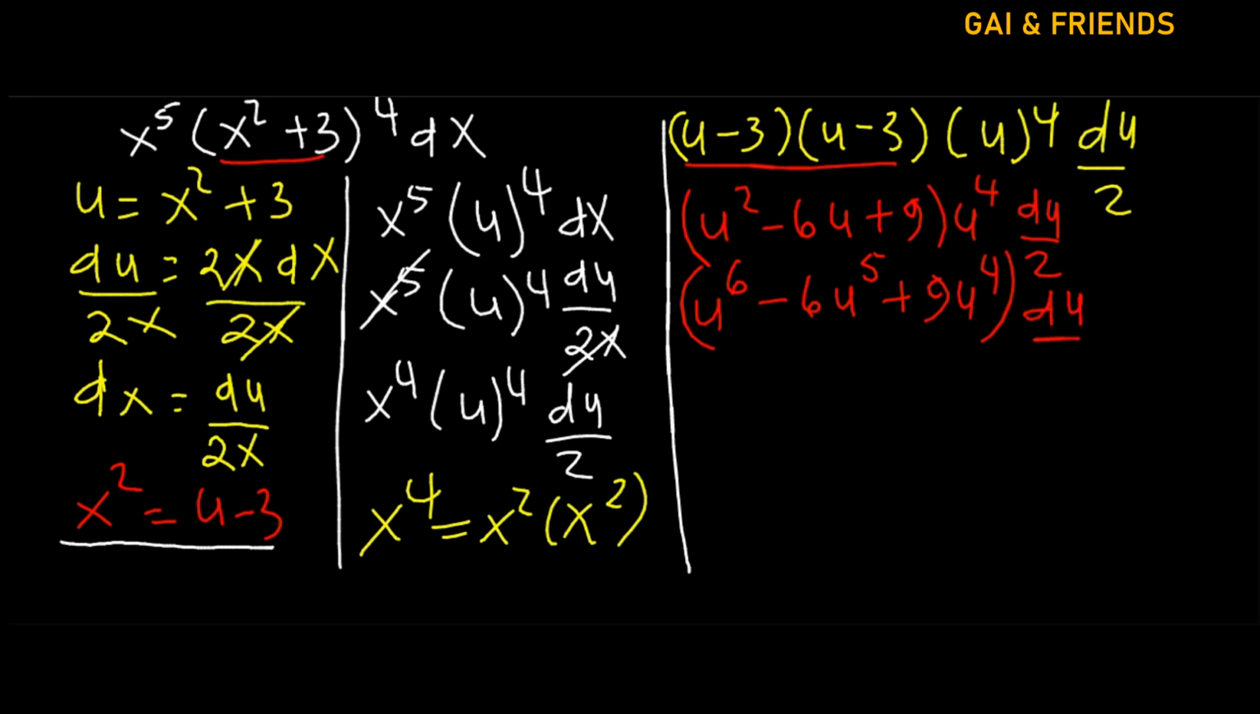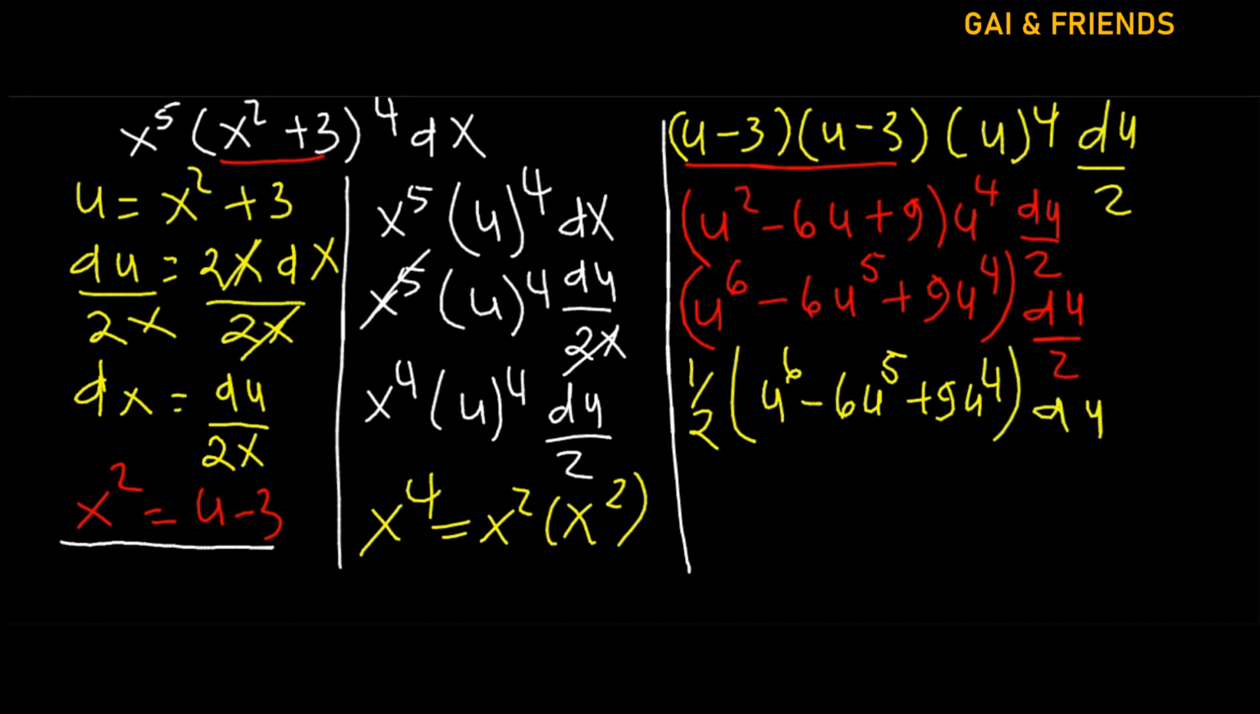du over 2. Now du out of 2 is just the same as 1 out of 2 du. So it is just a half du. And if it is so, we can put a half here. And then we open our bracket, u raised to the power 6 minus 6 u raised to the power 5 plus 9 u raised to the power 4 du. Now at this point we can integrate.